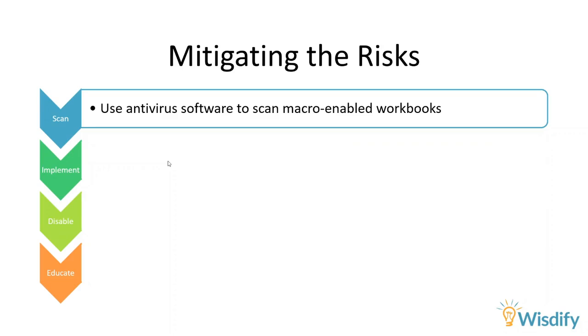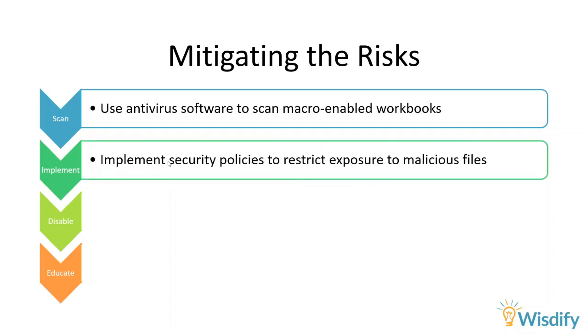Cybersecurity criminals are good at what they do, so you need to add a second layer of protection, and that is to implement any security policies that your company may have to restrict exposure to malicious files. These policies can look like not opening emails from untrusted sources, not downloading files from places that are not recognized by your organization. And if you do have to download files from sources you don't trust, make sure that you're viewing them in protected view.